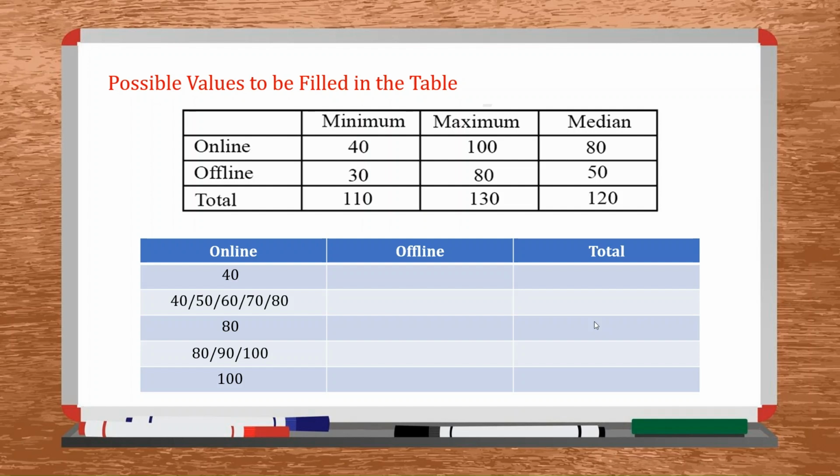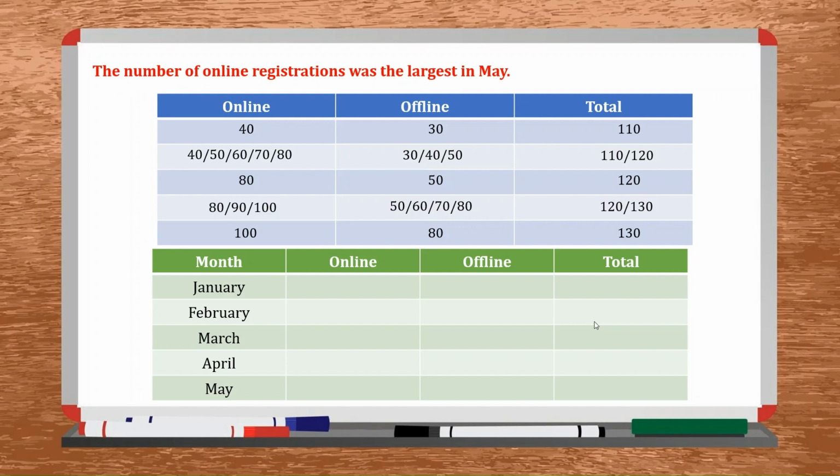Similarly, for offline, first is 30, largest is 80, middle is 50. The second would be from 30, 40, 50, and the fourth would be from 50, 60, 70, 80. Similarly for total, first is 110, last is 130, middle is 120, the second can be 110 or 120, and the fourth can be 120 or 130. So what I'm trying to do now is take these values from the blue table and fill out the green table. That's what I have to do.